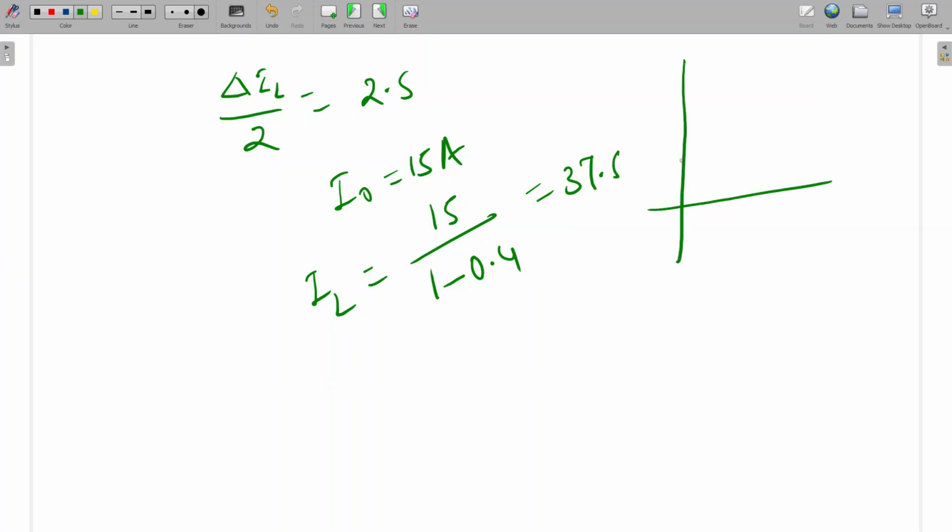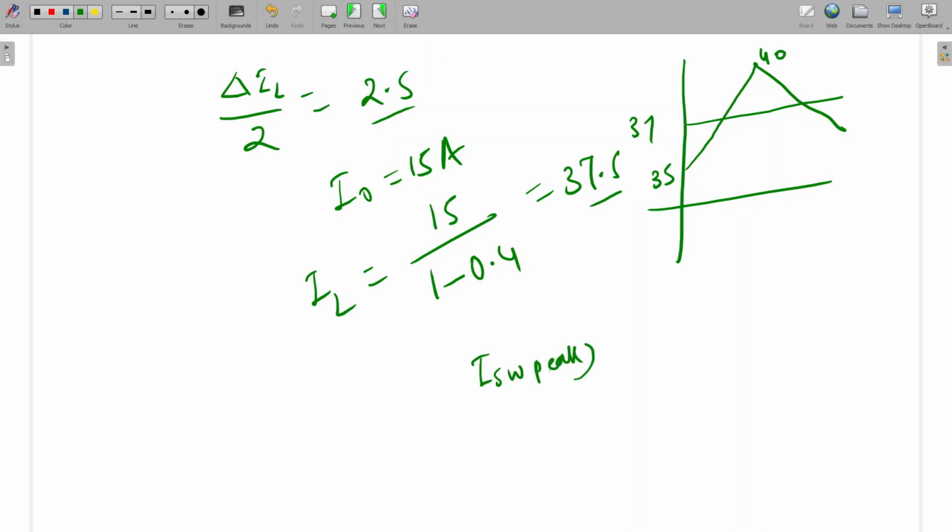The average will be 37.5. So minus 2.5, it will be 35 here. It will start from 35 and go up to 37.5 plus 2.5, which is 40 amps. So the peak current is 40 amps, and this will be the final answer: ISW peak will be 40 ampere.